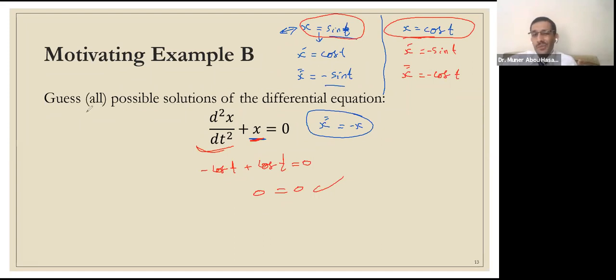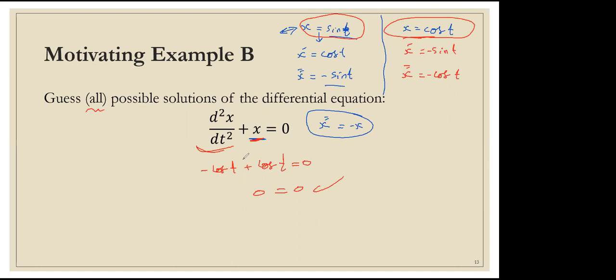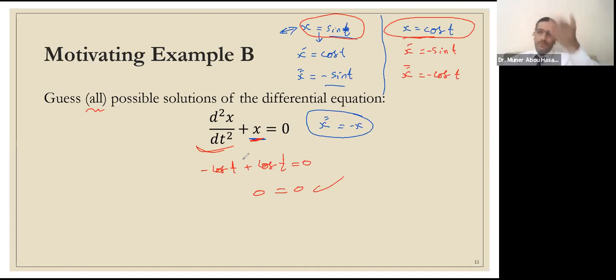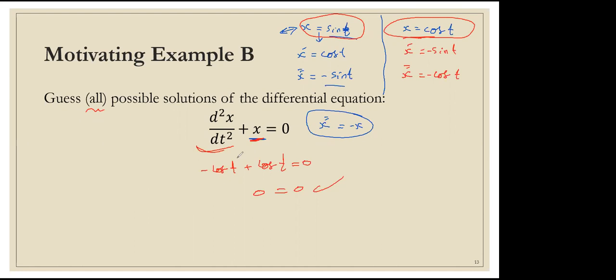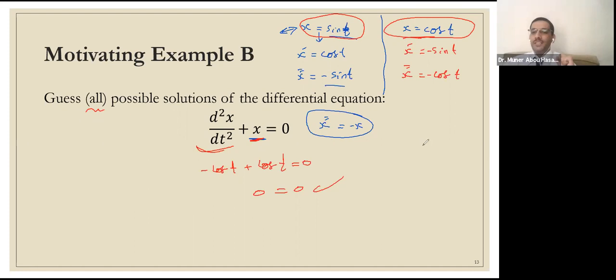He needs us to guess all possible solutions. What do you think we should do to guess all the solutions? What should I do? Positive or negative. Yes, you are right. Positive or negative sign. Great. Also, more than this. Put a variable C beside sine and cosine. Yes, you are right. C as a constant.